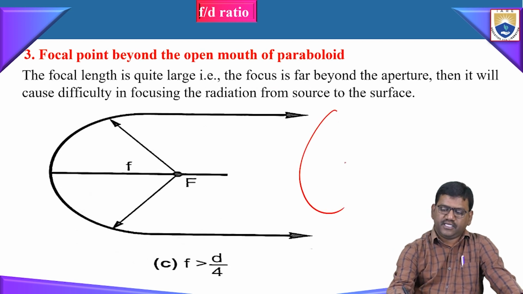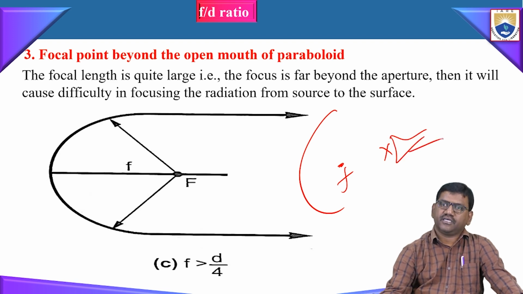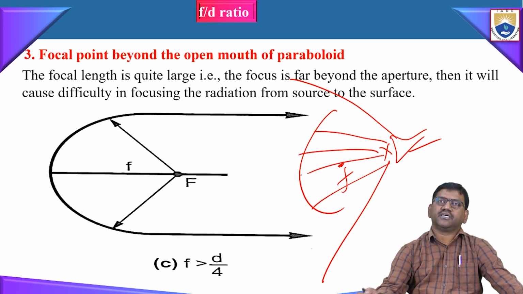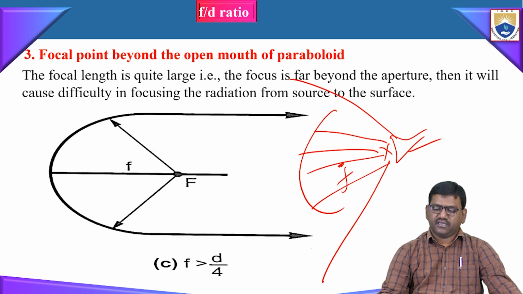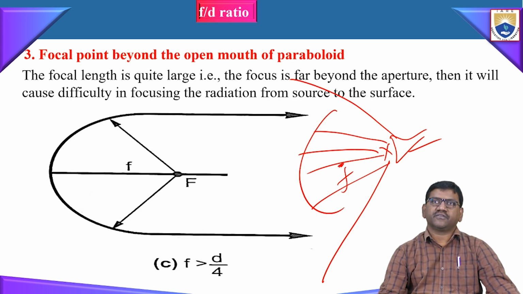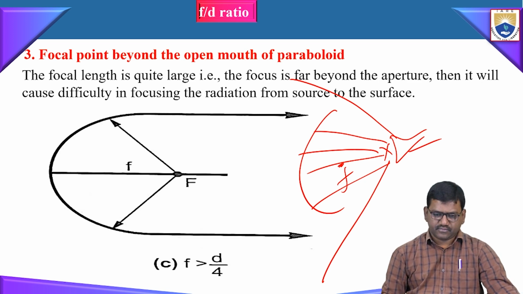And if we place the source away from the focal point, some amount of radiation is wasted. It goes beyond the parabolic reflector antenna. So some amount of electromagnetic energy is wasted. It is not going to touch the parabolic reflector antenna. It goes to the backside of the parabolic reflector antenna. So it is difficult for us to focus all the radiation from the source onto the surface.